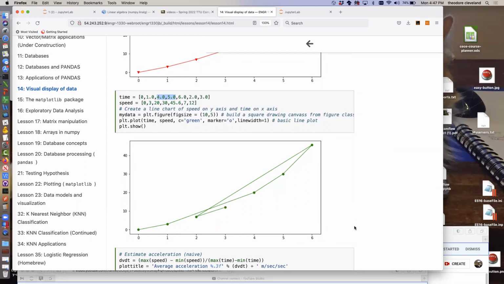So line plots by design are expected to be ordered. So this was our first data pair. This is our second. That one happens to be our third, fourth, fifth, sixth, seventh. Now, if that was not the intent, we get that abomination there, which is very confusing.